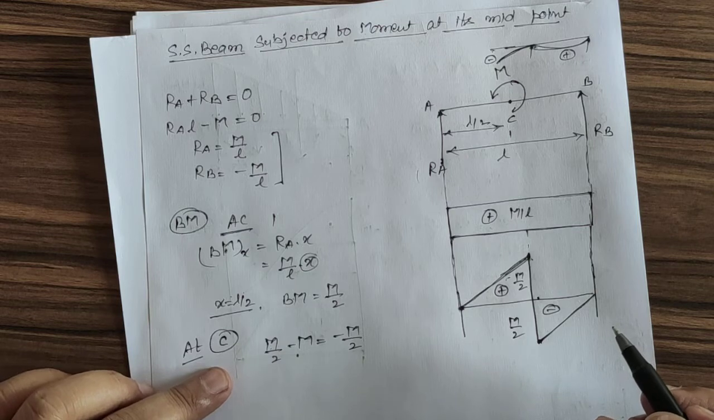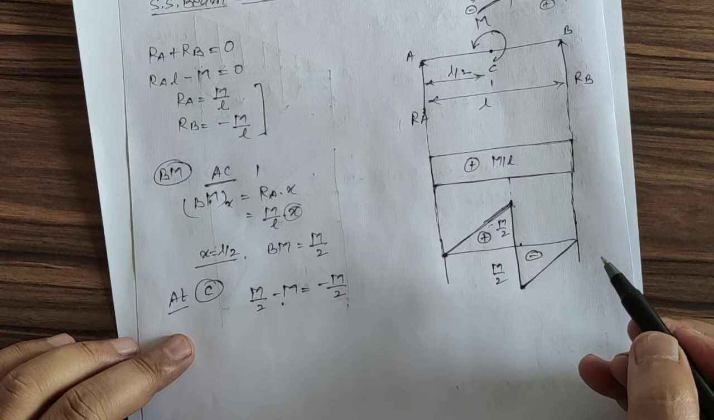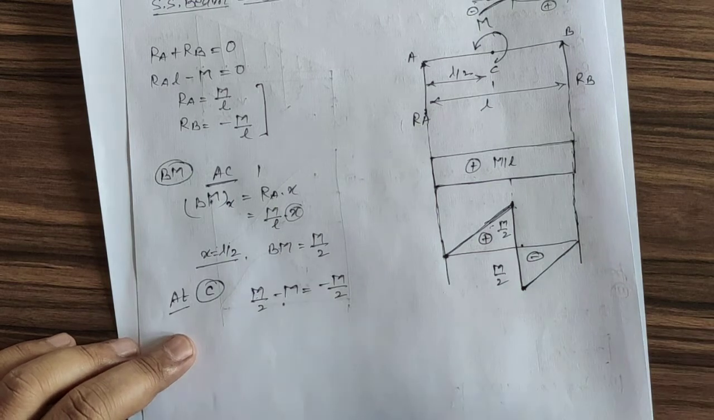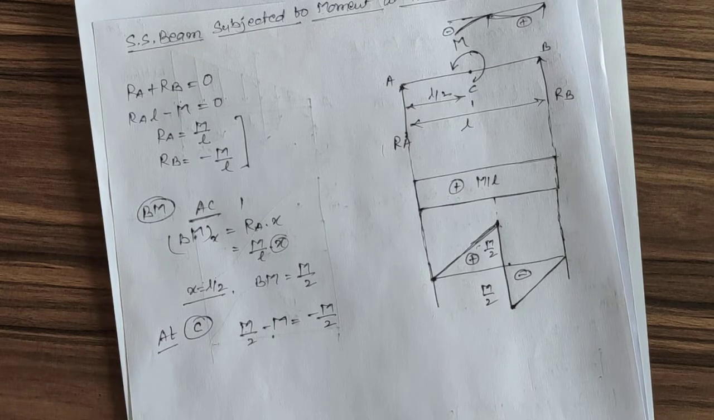Okay. So, this is the bending moment diagram for the condition of a simply supported beam subjected to a moment at its midpoint. So, these are all the cases for simply supported beam. You can practice, now you have to practice all the questions, all the combinations of these loads.